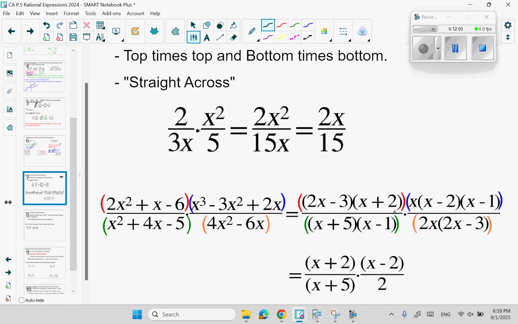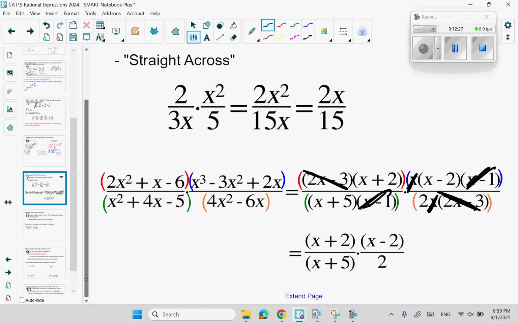I can treat them as in similar situations. So the red and the orange there, I have one on top and one on bottom for that 2x minus 3, so I can cross that off. Same idea here, x minus 1, x minus 1. And then of course the x and the x right there. And it looks like that is as simplified as it can get, so I end up with x plus 2, x minus 2 over x plus 5 and 2 out front. So factor first. You might just cross some things off and save yourself some time.